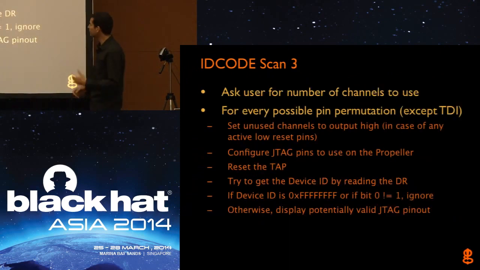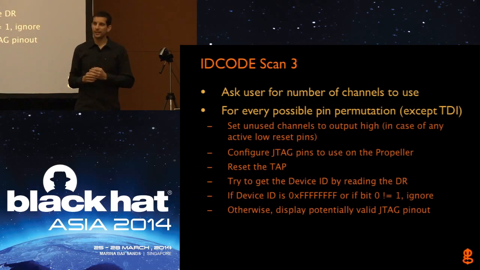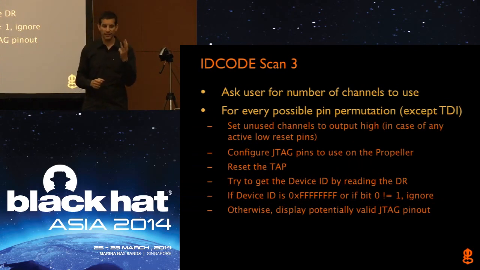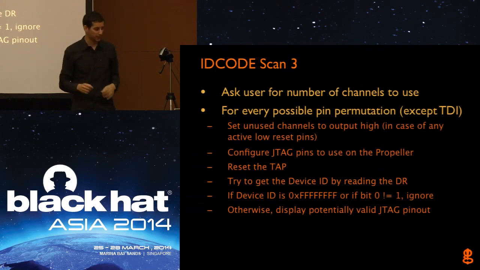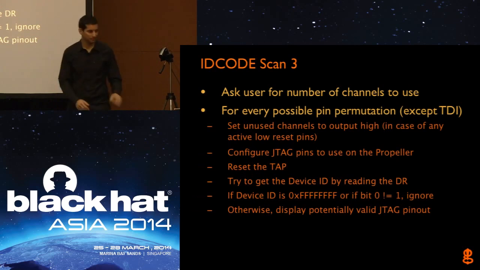So the way that it works is we basically go through every possible pin permutation and set what we think might be TDI, what we think might be TDO, what we think might be TMS, what we think might be TCK, and try it. If we get a device ID out, then we print out that result, and then keep trying over and over again. If the device ID is invalid, we just skip it.